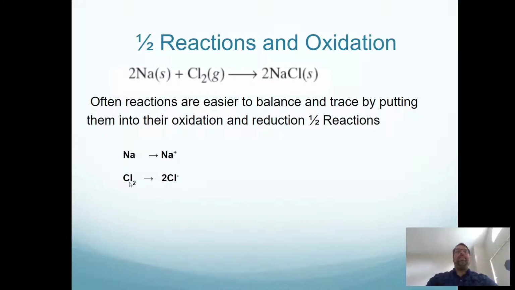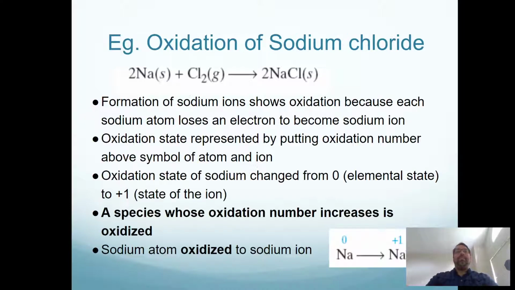Okay. So here, as an example, we have an oxidation reaction. This one has lost electrons. Here we have a reduction reaction. This one has gained electrons. So those are the two reaction pathways that we're going to break it into.